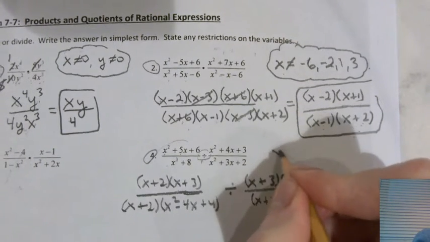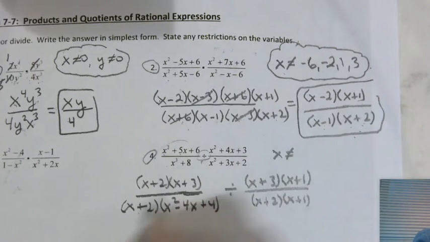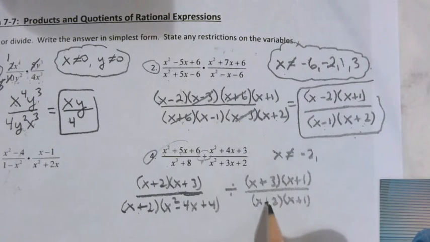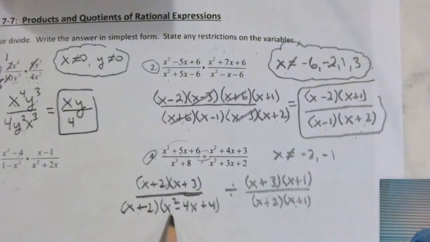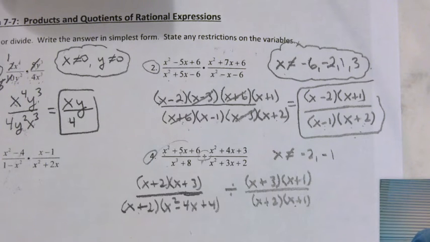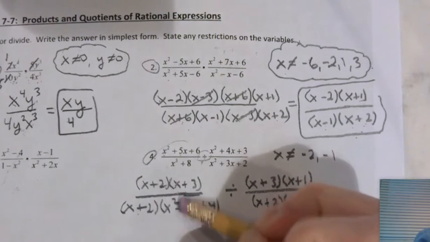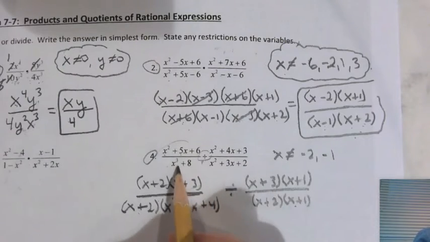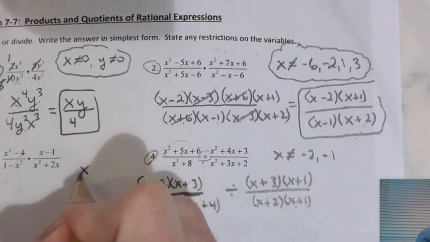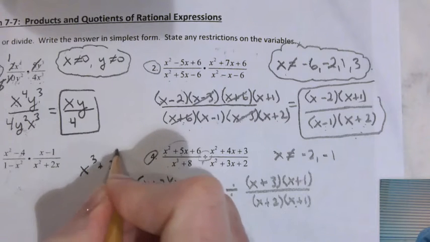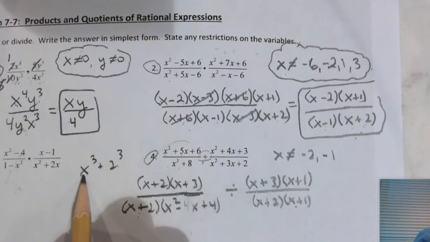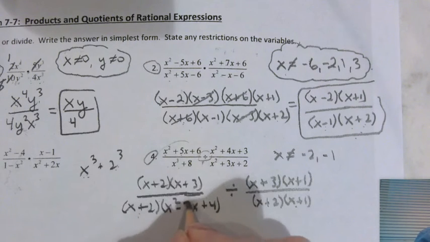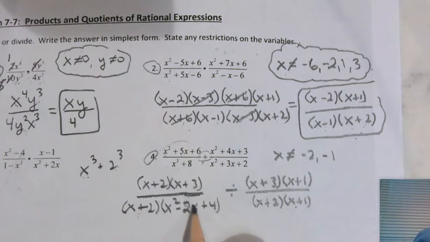So let's figure out our restrictions. X cannot be negative 2, negative 2 again, negative 1, and I believe I did that wrong. Sorry about that. That should be, when we factor the sum of two cubes, just as a quick reminder, that's x cubed plus 2 cubed. It's going to factor into x plus 2 times x squared, and then minus 2x, not 4x, and then plus 4.